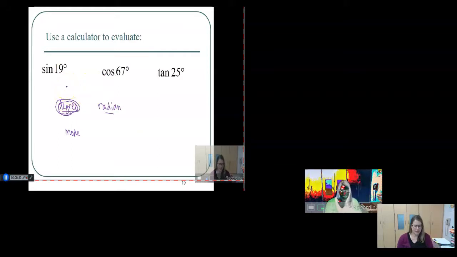and then just clear out and go ahead and enter sine of 19. So sine looks like SIN on your calculator, so push that. It should bring up an open parenthesis. So you're just going to put 19 inside that parenthesis and then close it off.